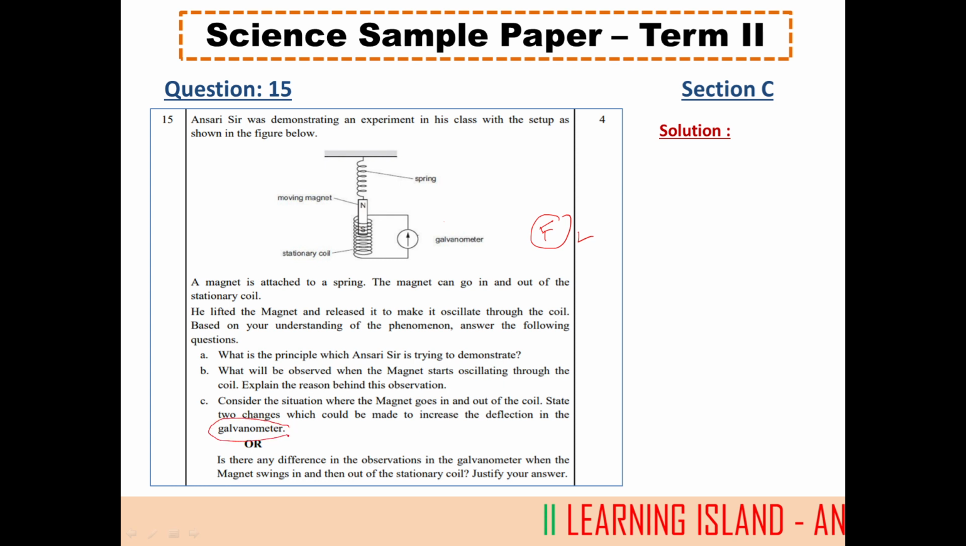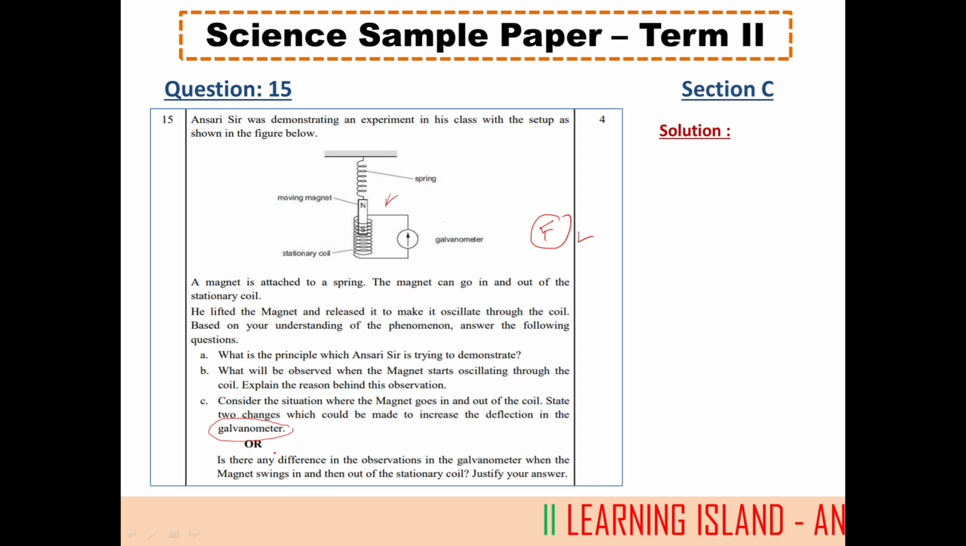To increase the deflection of the galvanometer, we should increase the movement, that is, the rate of change of magnetic flux should be increased. To decrease the deflection of the galvanometer, we need to reduce the rate of change of magnetic flux, and to increase the deflection of the galvanometer, we need to increase the rate of change of magnetic flux.